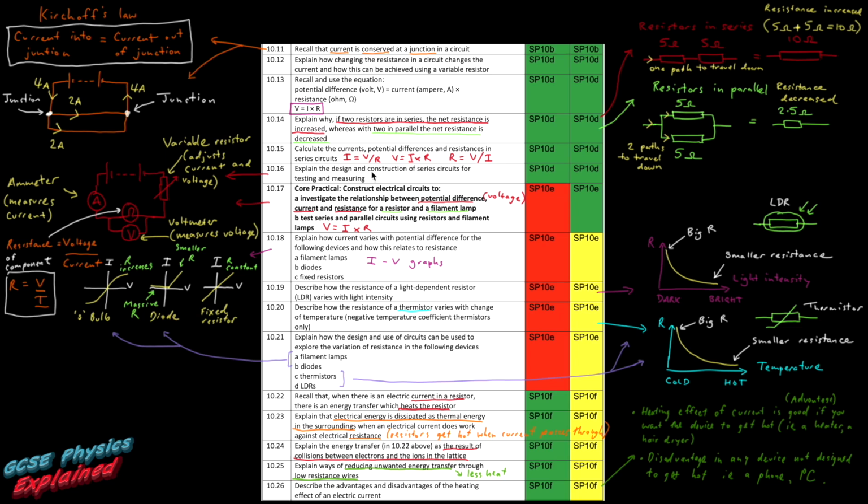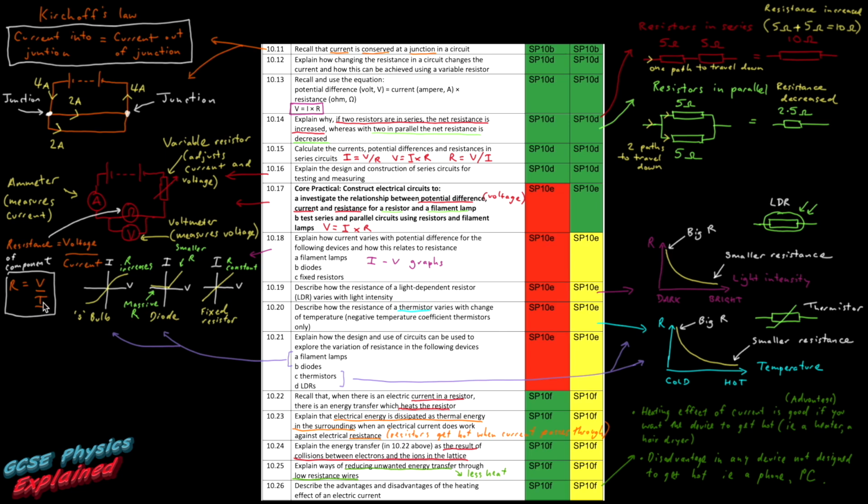10.16. Explain the design and construction of series circuits for testing and measuring. So this is your standard test circuit. You've got some kind of power source such as a battery, there's your component under the test. You need some way of getting the current. So get an ammeter in series and put a voltmeter in parallel. And then in order to get the resistance of that component, just do the voltage divided by the current.